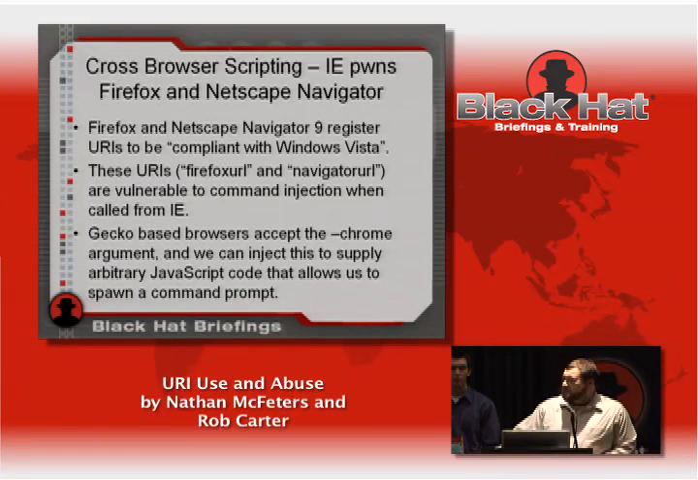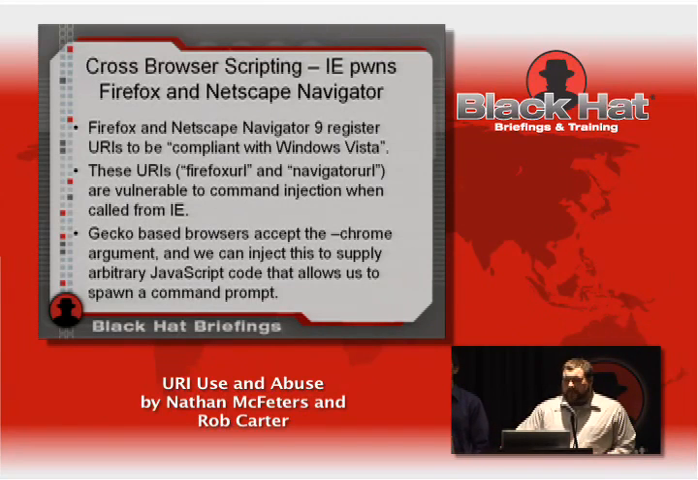Basically, the idea was, if you were in IE7 and you typed firefoxurl://www.google.com, IE would actually spawn an instance of Firefox through a Windows API, and then Firefox would browse to google.com. I don't know why I'd ever need that feature, but it was there. And what we actually figured out was, again, there's a command injection issue here.